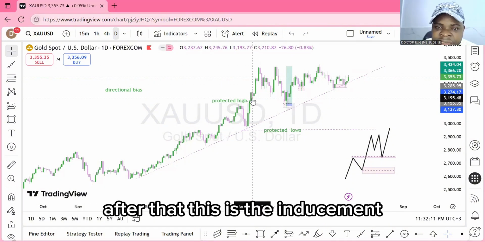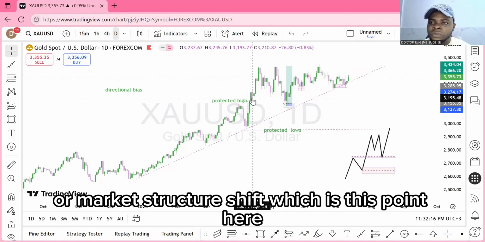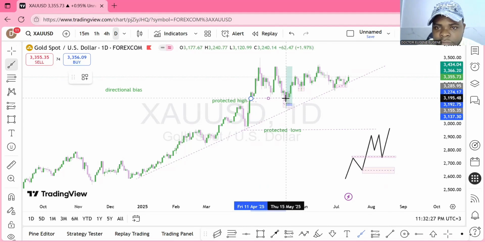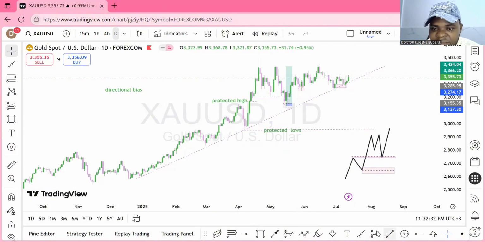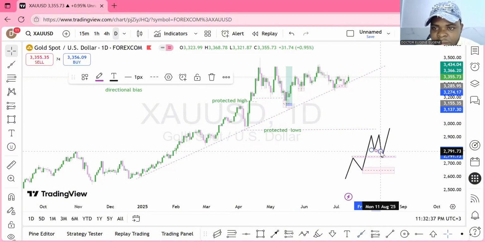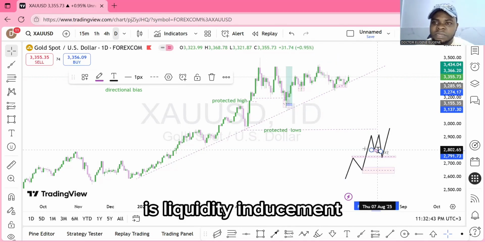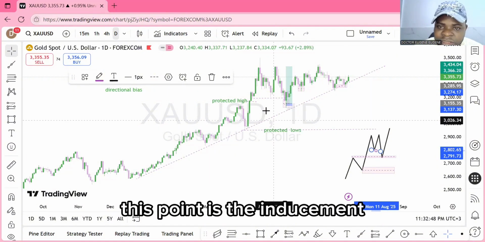After that, this is the inducement, which is the first pullback the market makes after the break of structure or market structure shift, which is this point here. Yes, this point here now is something like this. This particular level here that I marked is something like this. It's liquidity inducement. Okay, it's inducement. This point is the inducement.